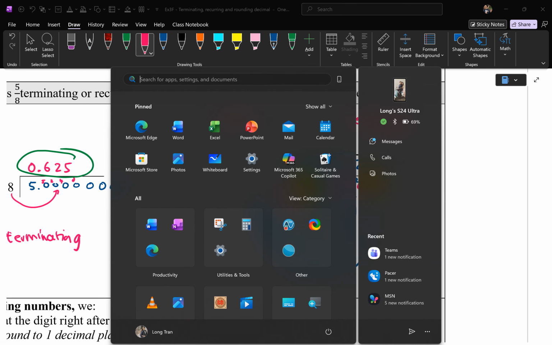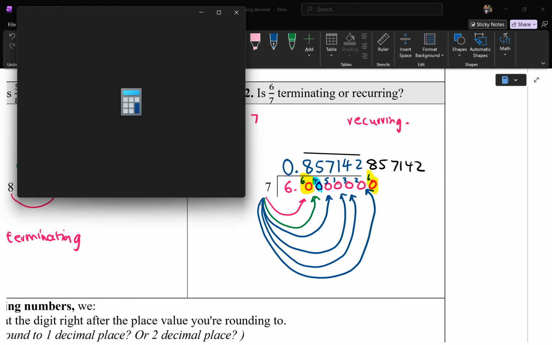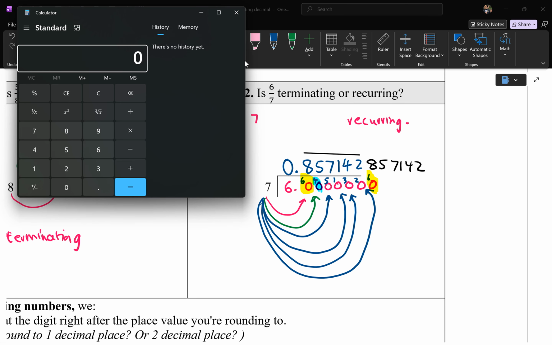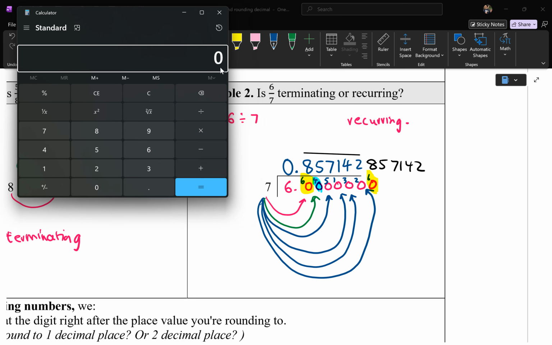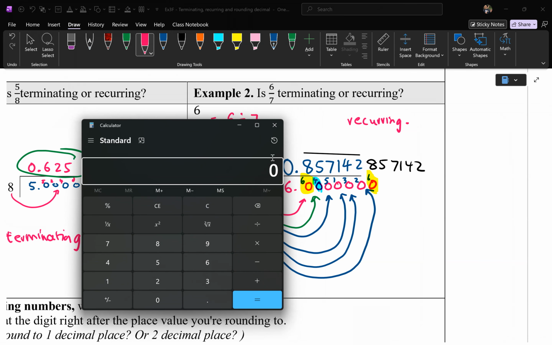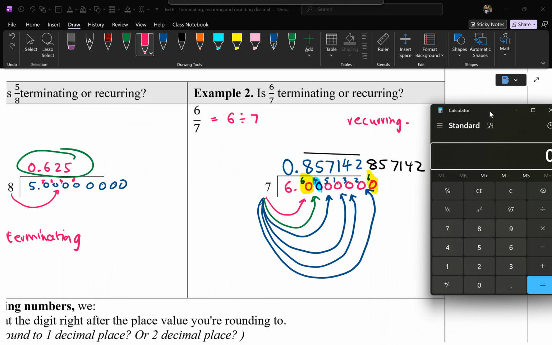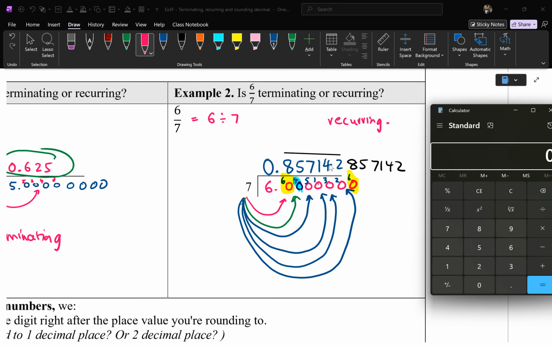I'm going to quickly grab out the calculator to show you what to type, especially if you're not very confident with doing this by hand. You've got to learn how to do some rounding first, and then you can, after all the notes.